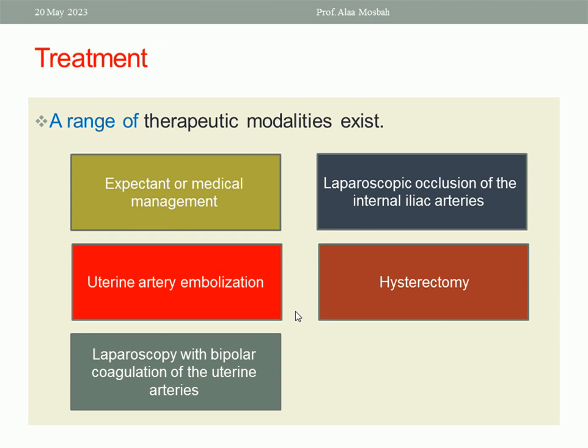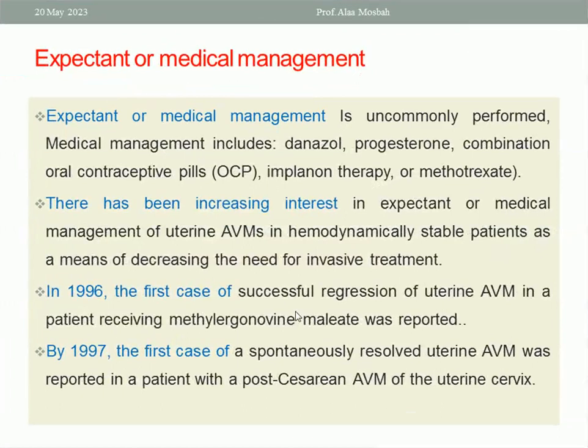Okay, let us see in detail the lines of treatment. According to the expectant or medical management, what is meant by expectant? Conservative or just follow up, because spontaneous closure of arteriovenous malformation within the uterus may happen in 6% of cases. Okay, this line of treatment, expectant or medical management.